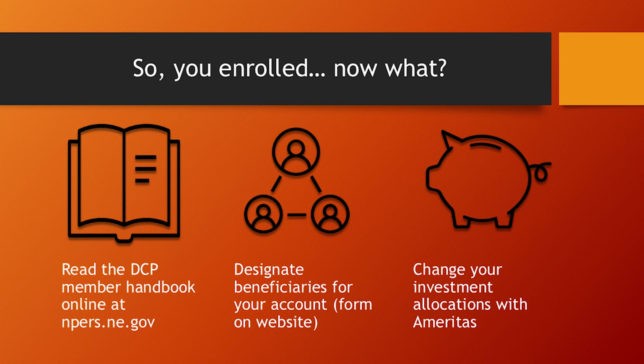The final thing you will need to still do is change your DCP investment allocations with Emeritus. If you are not aware, your contributions to the DCP are invested, and you are able to choose from 17 different funds. For more information on how to do this, please refer to our investment information videos that detail how to use the Emeritus website and also how to know which funds work best for you.